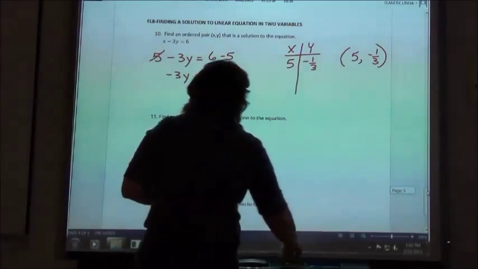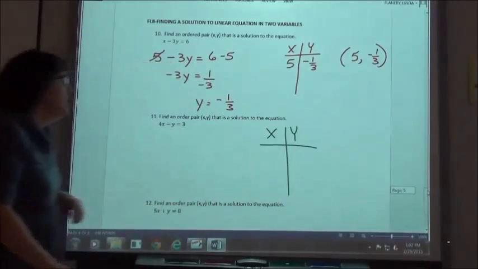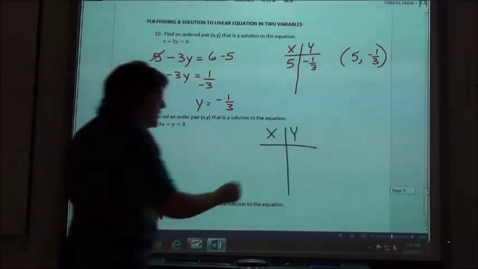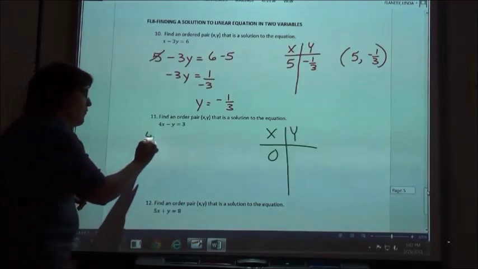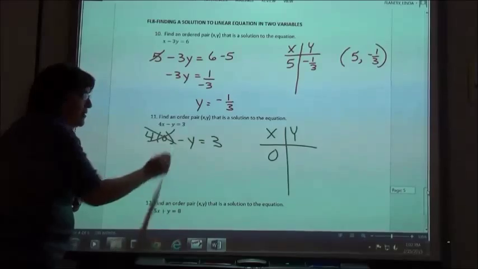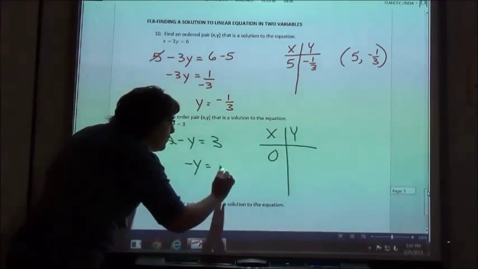Here's what they're going to suggest you do. They're going to say, let's put 0 in for either x or for y. Why is it fun to put 0 in for something? Because I get 0. So if I do 4 times 0 minus y equals 3, that's going to be gone. And I just have to solve the equation negative y equals 3.